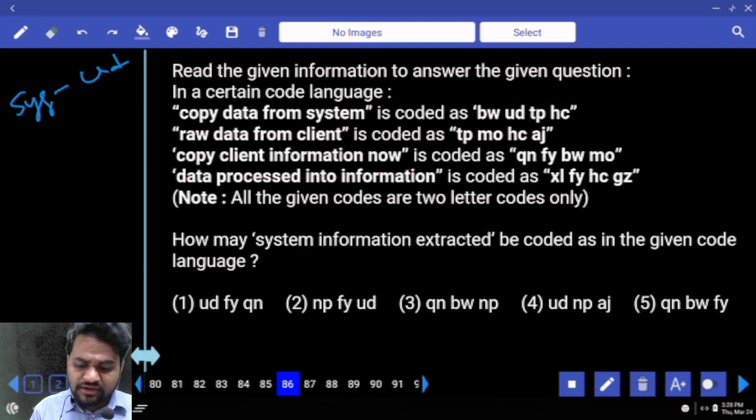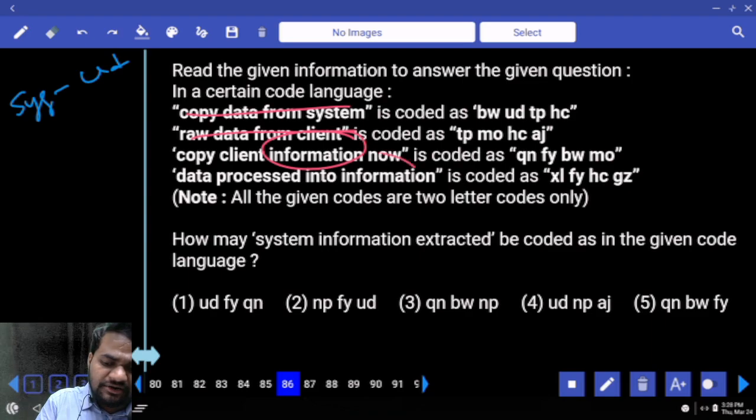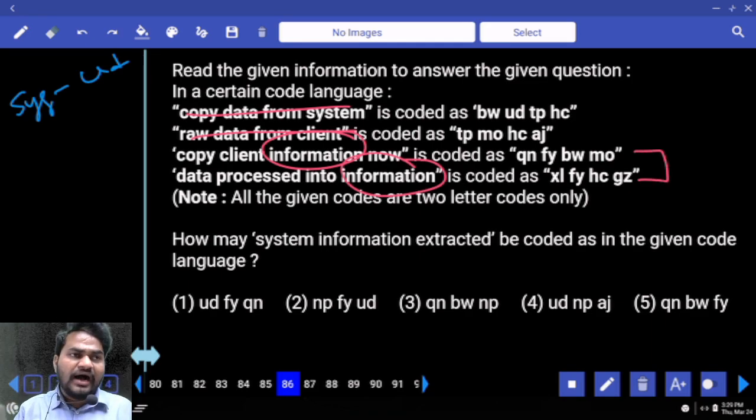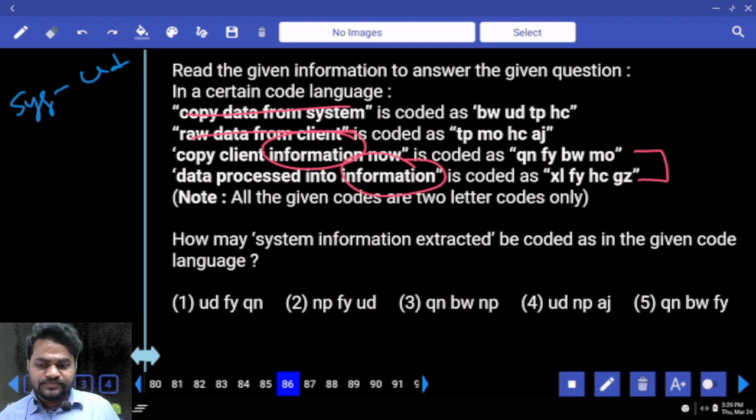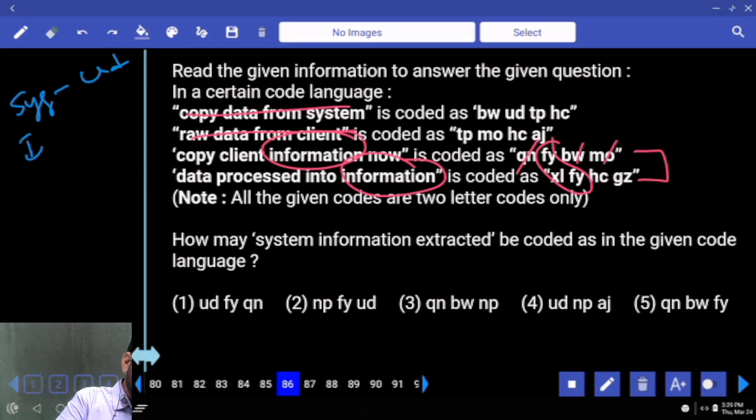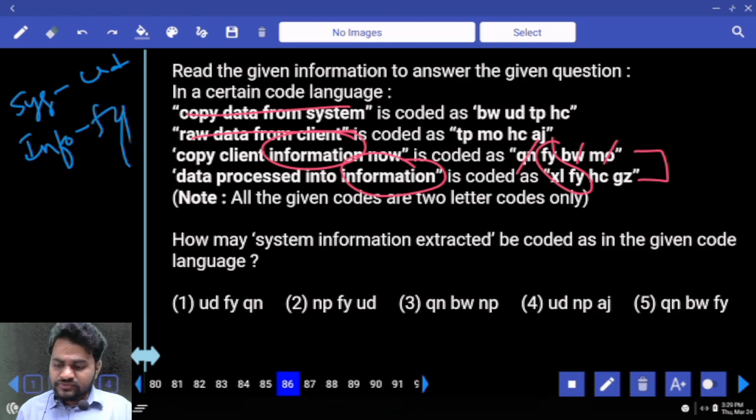Next, then information is not there in first line, second line, but it is presented in third and fourth lines. On the right hand side we need to identify the common term between third and fourth. QN is not common, but FY is common. BW, MO are not common. So information will be coded as FY.